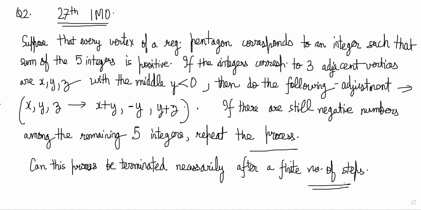You can see that y will become minus y. It makes that middle vertex have a positive integer. It doesn't say anything about the other 2 vertices. Other 2 vertices could have been converted to negative values because of having to add x plus y and y plus z, right? However, the process says that if you still have negative integers, you have to repeat the process again and again, right? The question is, can this process be terminated after a finite number of steps? So can we basically ensure that after a finite number of steps, there are no further negative integers in the whole pentagon, all 5 vertices of the pentagon? So that is the question.